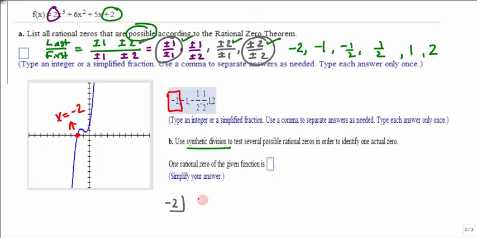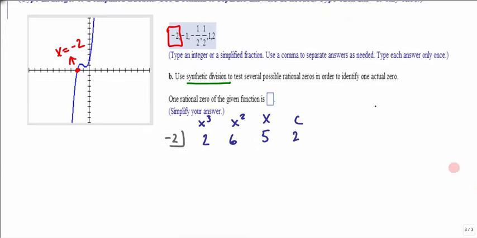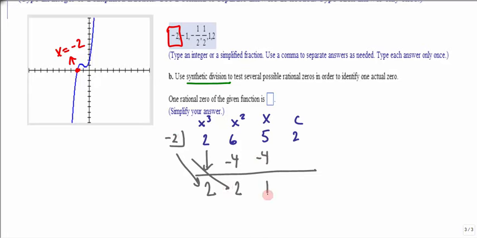So I'd have 2x cubed plus 6x squared plus 5x plus 2 as my constant. And I always put the powers because it helps me remember that I need zeros for placeholders. Remember, we bring the 2 down, we multiply up. -2 times 2 is -4. Add down, multiply up. -2 times 2 is -4. 5 minus 4 is 1. -2 times 1 is -2, and my remainder is 0.